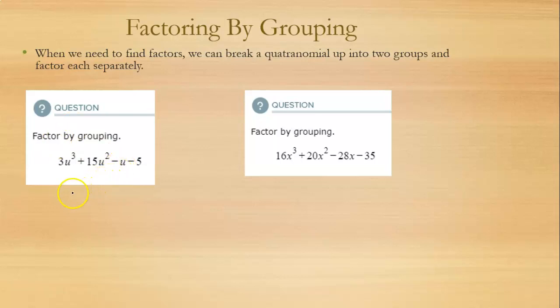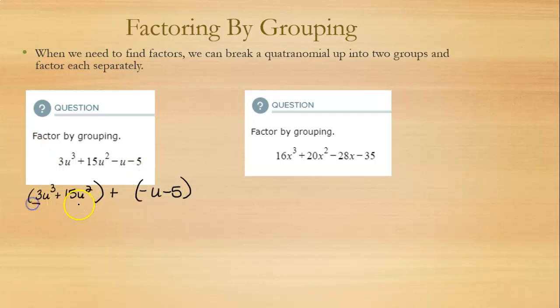Let's do some of those same ones again, just for a little bit more practice. So if we group the first two, 3u to the third plus 15u squared, and we group the second two, negative u minus 5. Notice I put my negative in the parentheses and put plus in the middle. I always put plus in the middle. It causes me to make fewer negative errors.